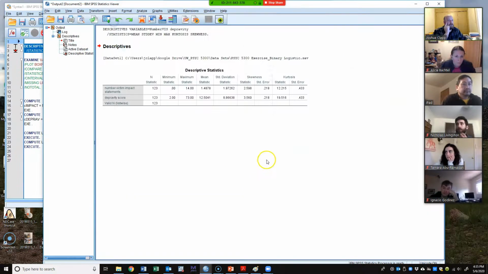So if I go through and take a look at my descriptives, what am I seeing in terms of the distribution of these two variables?